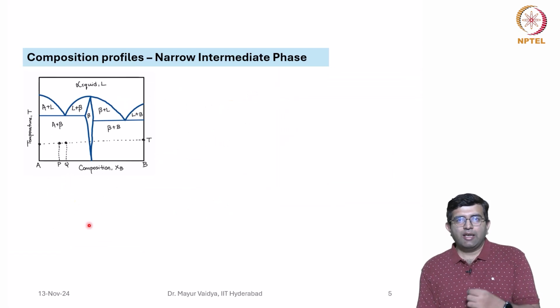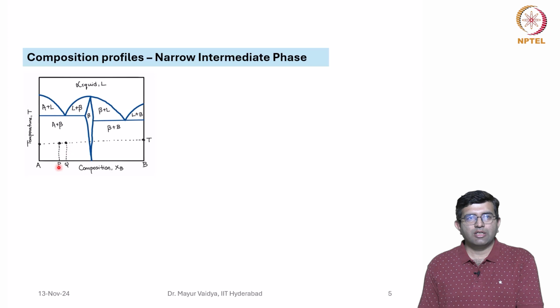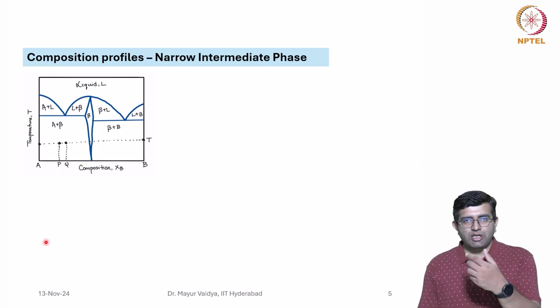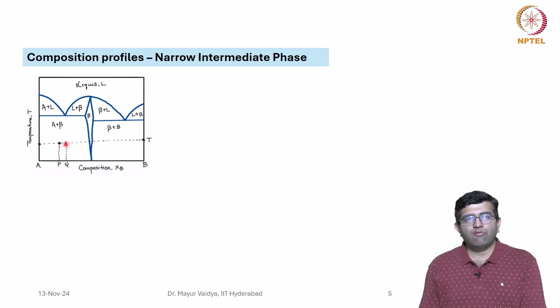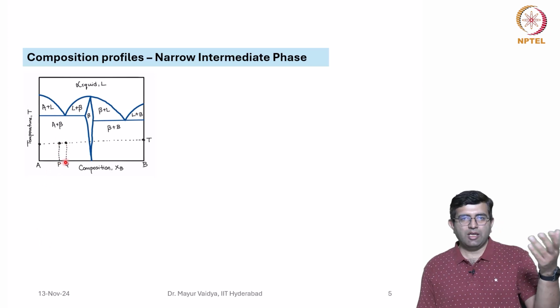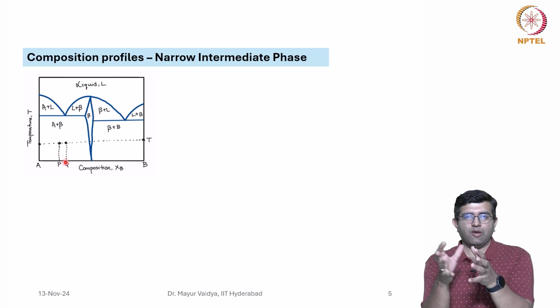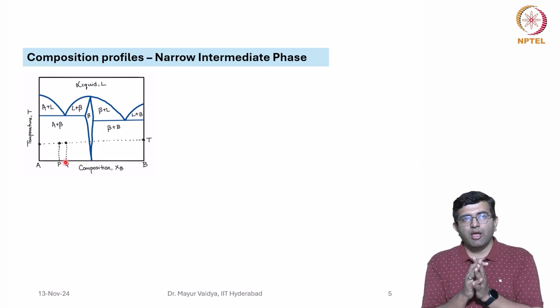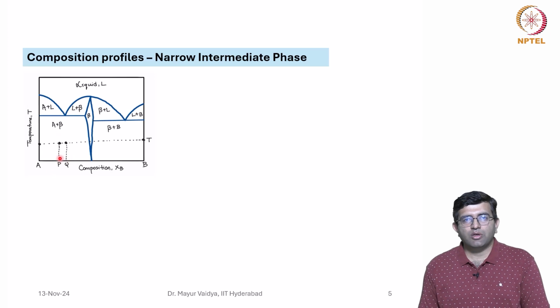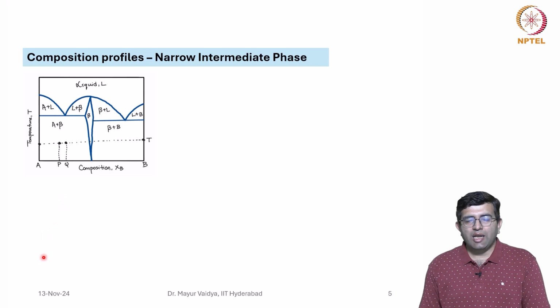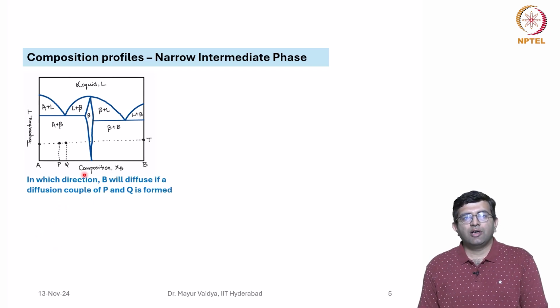Now, let me come back to this reference to the alloys P and Q. Suppose I make a diffusion couple, instead of A and B like we did in the previous slide, with alloy P and alloy Q. Remember we did a similar thing in the isomorphous system, where we made a diffusion couple of alloy P and alloy R. Similarly, if I make a diffusion couple with alloy P and alloy Q, in which direction do you think the B will diffuse? You understood the question, I hope.